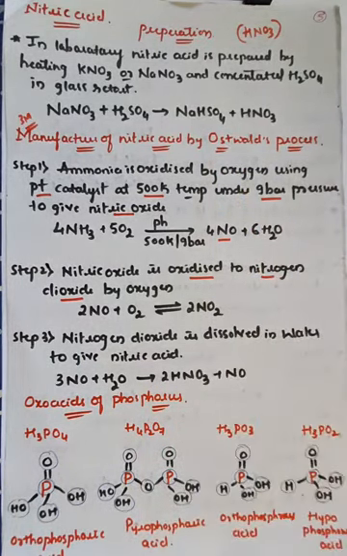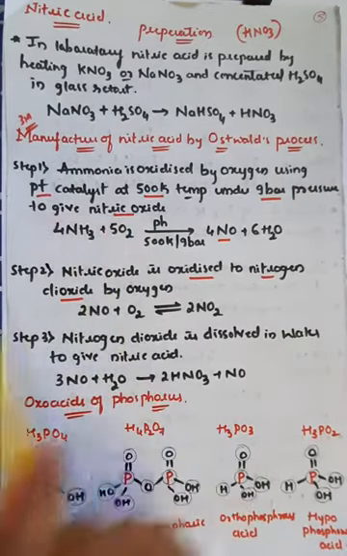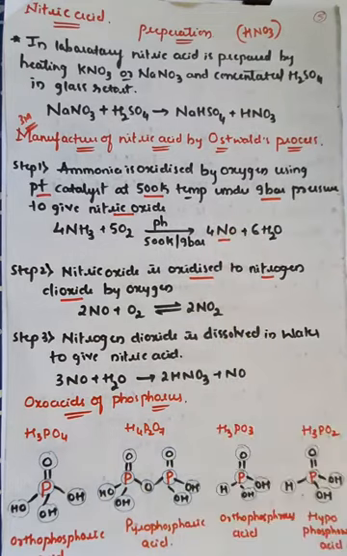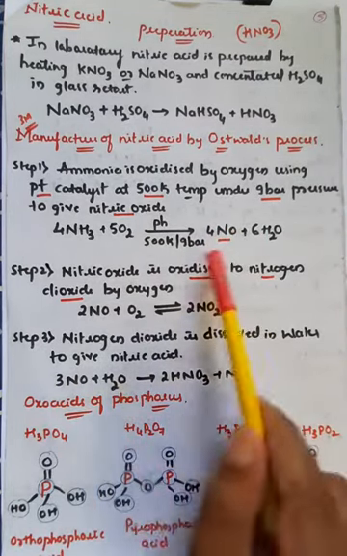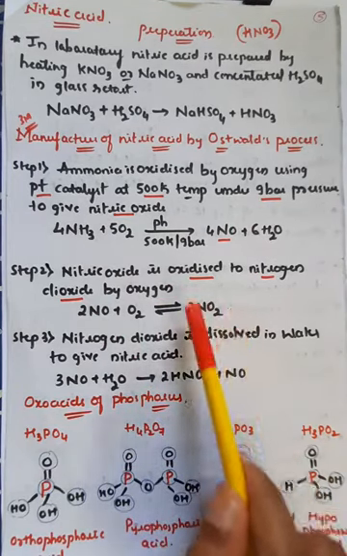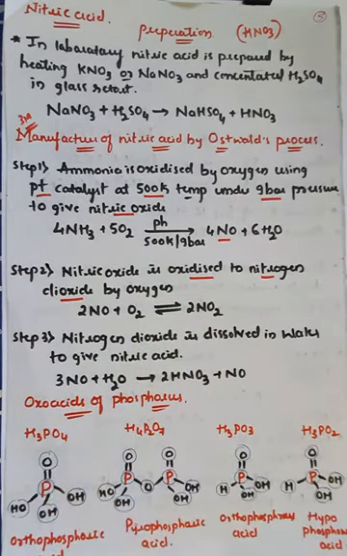Remember the process. In the first step, ammonia is reacted with oxygen, or oxidized, and will give nitric oxide. And in the second step, the same nitric oxide, when it reacts with oxygen or is further oxidized, will convert into nitrogen dioxide.